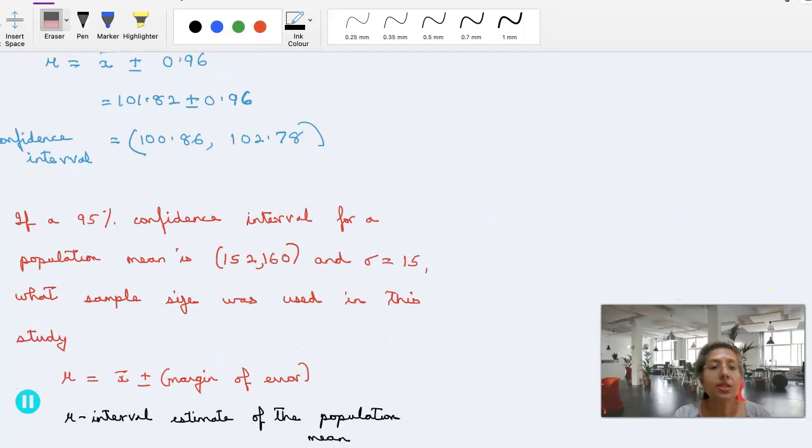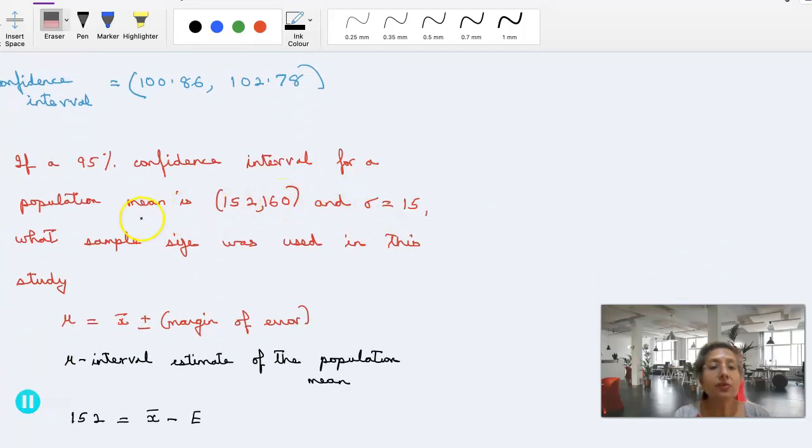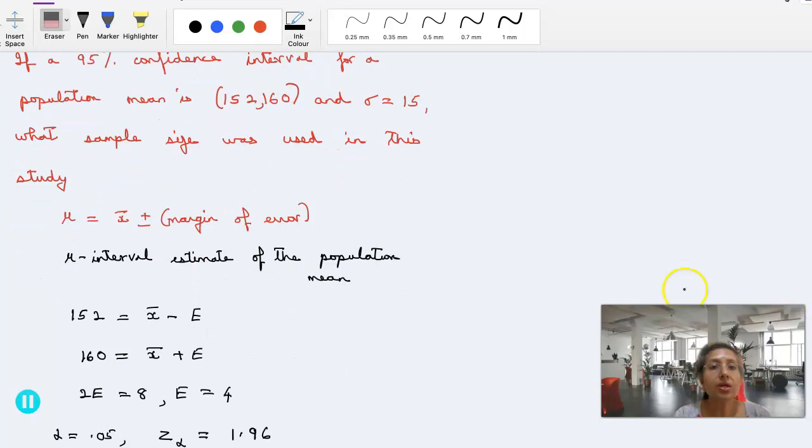Coming to the next question: if a 95% confidence interval for a population mean is 152 to 160 and sigma is 15, what sample size was used in the study? So again, mu is x bar plus or minus margin of error, and this is the interval estimate of the population mean. Here 152 is the lower range, it is x bar minus e, and 160 is the upper range, x bar plus e. So if we subtract, we get 2e equal to 8, or e equal to 4.